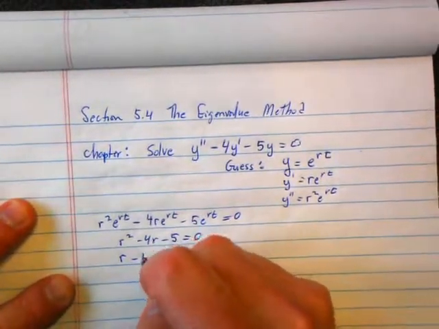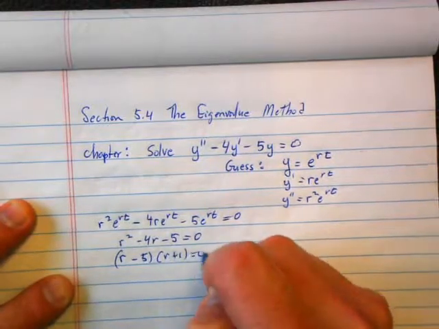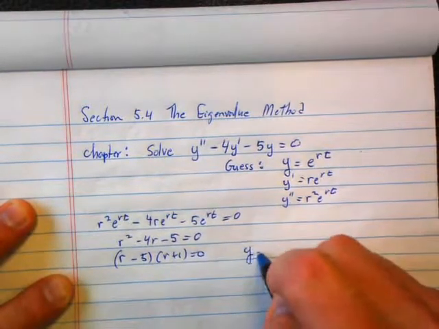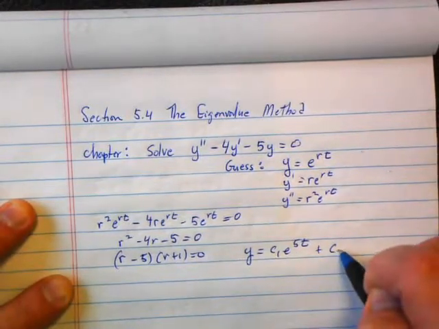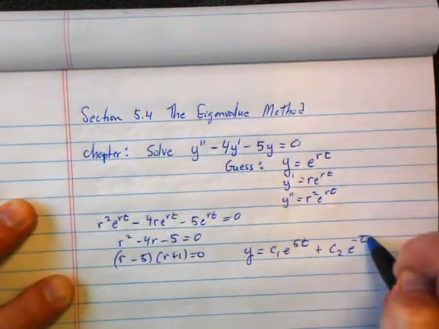Then we factored, if we could, and that gave us our solution. Our solution was C1 e to the 5t plus C2 e to the negative t.